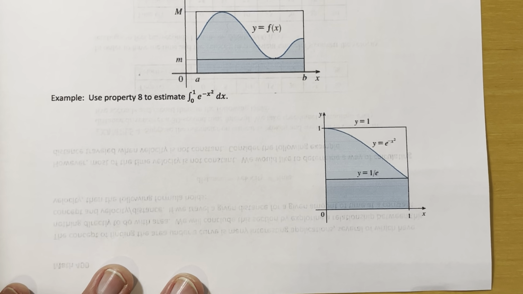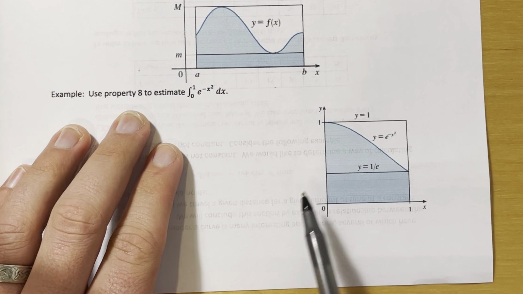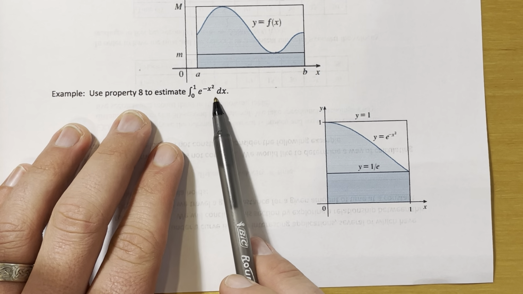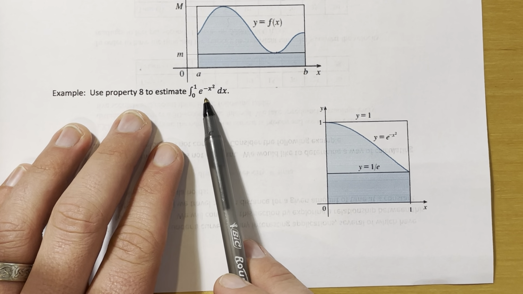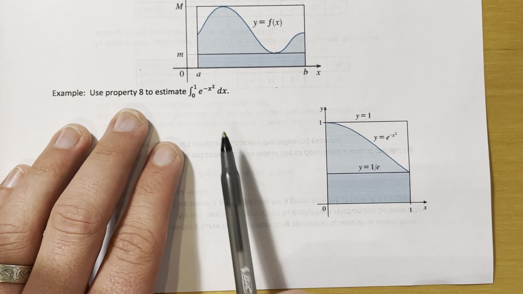So let's apply this to an example that's straight out of your book. And this will be the last thing that we need to do in this section. We want to use property 8, the property we just discussed, to estimate the integral from 0 to 1 of e to the negative x squared dx. There is a reason why we're using this integrand.